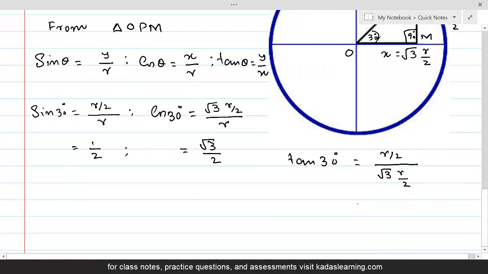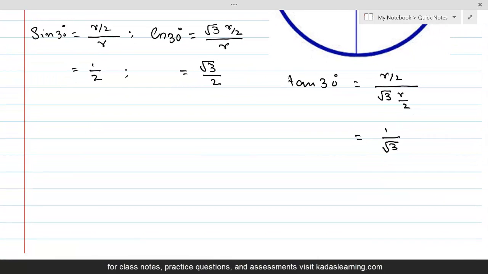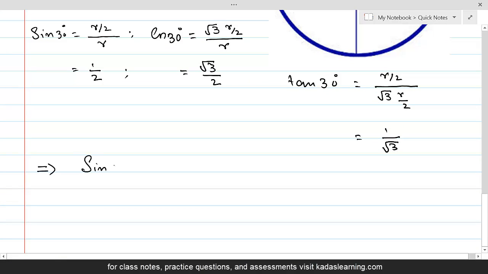So this will be equal to 1 over under root 3. These are the values for sine 30, cos 30 and tan 30. So in a nutshell, we can just write down the results. Sine 30 degree would be equal to 1 by 2. Cos 30 degree would be equal to under root 3 by 2. And tan 30 degree would be equal to 1 over under root 3.